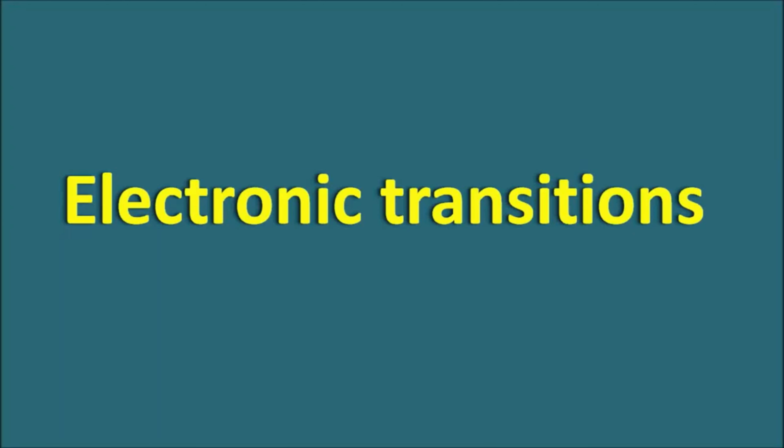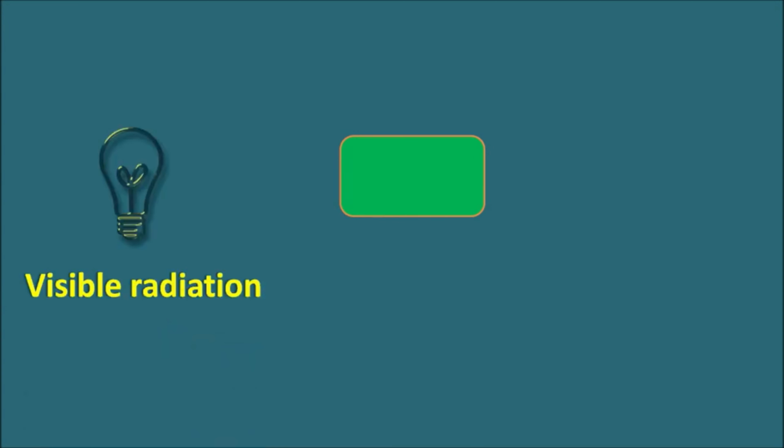Today let us discuss the electronic transitions. Suppose let us take an object like this, and what is the color of this object? This object is having the green color, and why is it having the green color? Suppose we are going to irradiate this object with visible light, and this visible radiation is going to fall on this object with intensity of radiation I0.